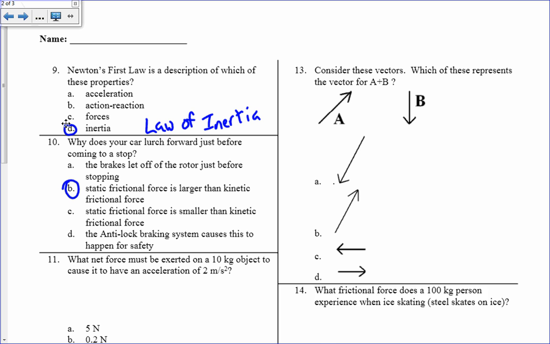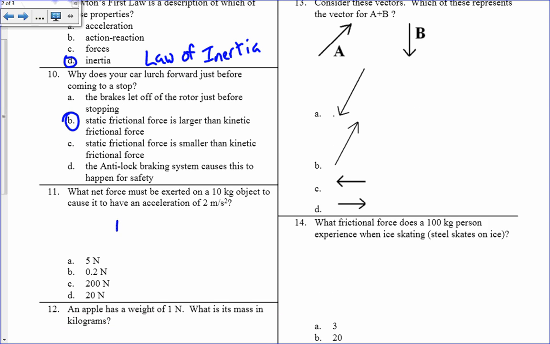What net force must be exerted on a 10 kilogram object to cause it to have an acceleration of 2 meters per second squared? F is equal to m times a, that's Newton's second law. 10 kilograms times 2 meters per second squared equals 20 newtons. So the answer for number 11 is D.